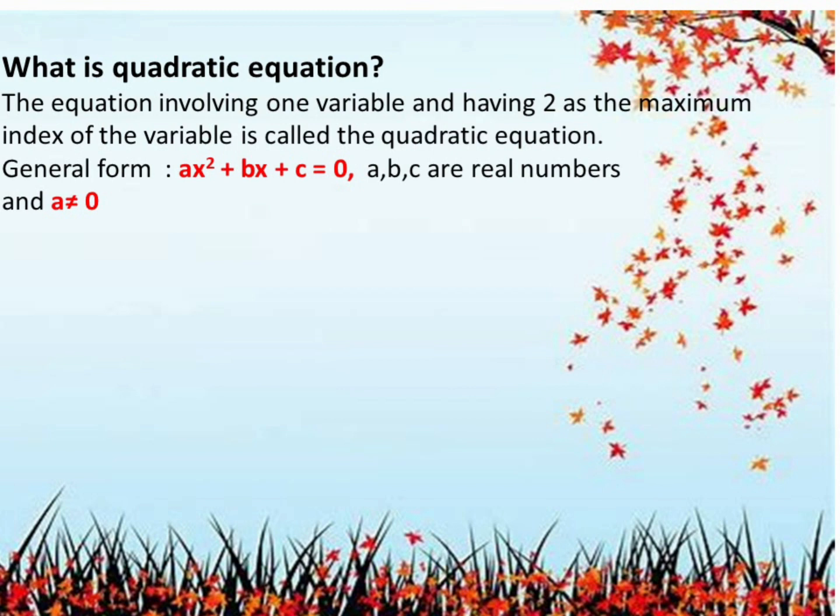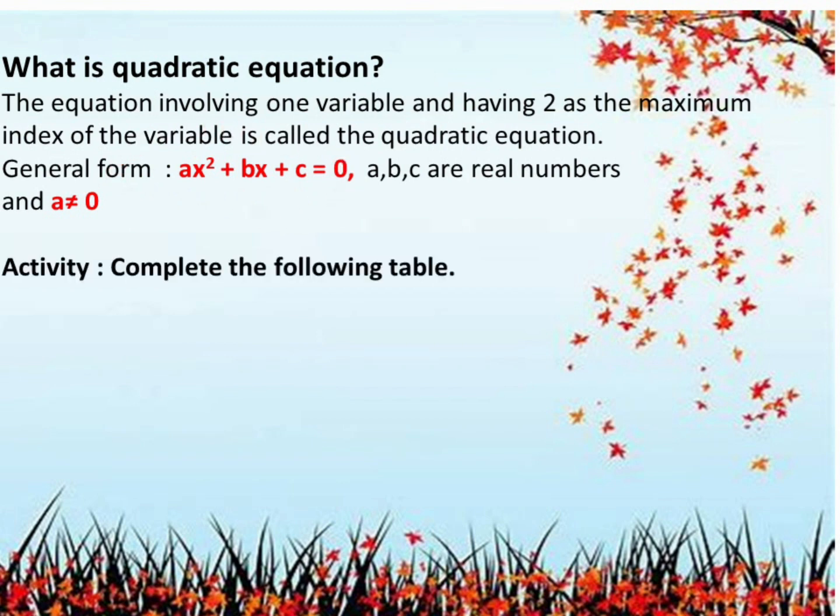Now why I am telling a cannot be 0? Because if I put a is equal to 0 in this term, the complete term will become 0. Only the remaining is bx plus c. But if the remaining is bx plus c, its degree is 1, it will become a linear equation, not a quadratic equation. The general form of a quadratic equation is very important. Students, please make a note of this.